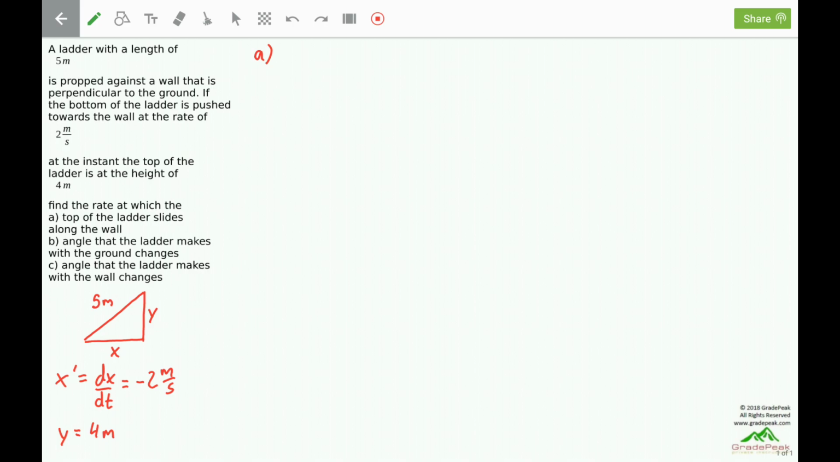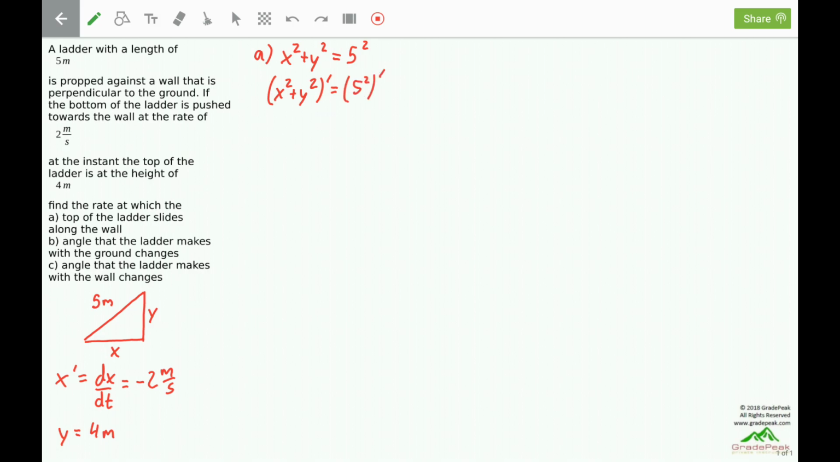X is the length of the bottom of the triangle, Y is the length of the vertical side of the triangle. They're related to each other by the Pythagorean theorem, since they're legs of a right triangle. So we can write down that one leg squared plus the other leg squared equals the hypotenuse, which is a constant, 5 squared. There's our related variables equation. From this, we can produce the related rates equation by taking the time derivative of both sides, indicated by a prime on both sides.